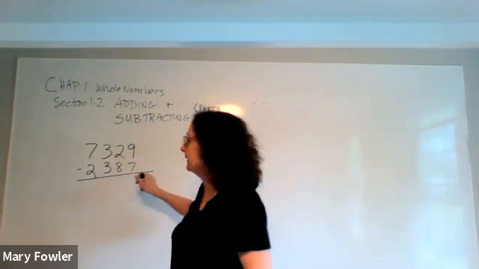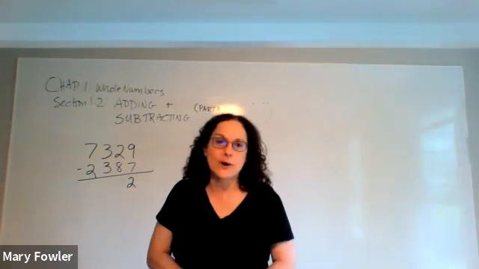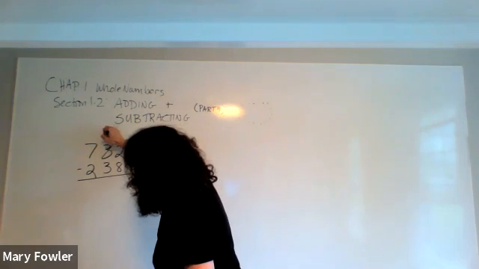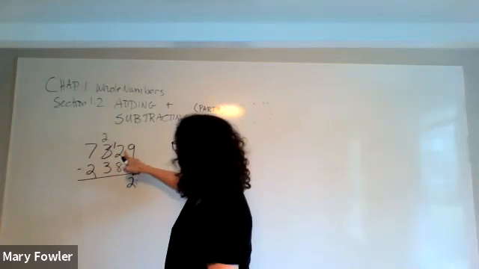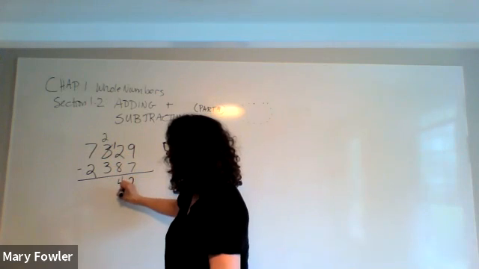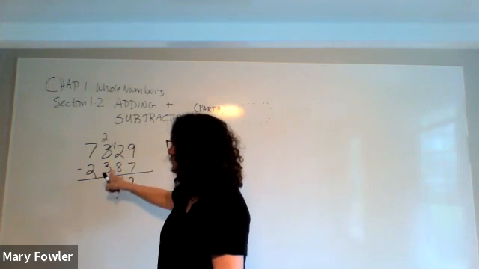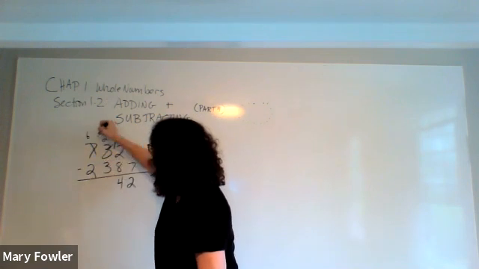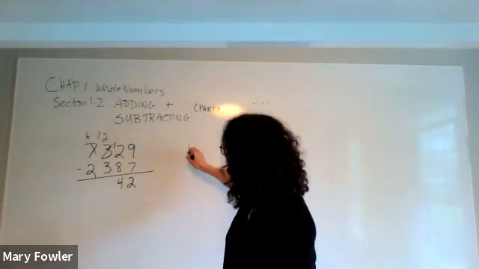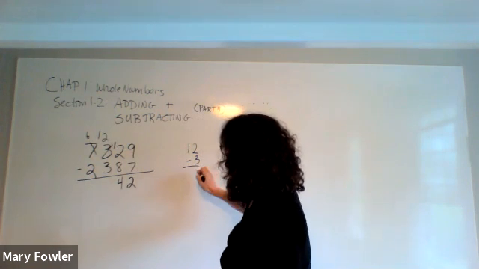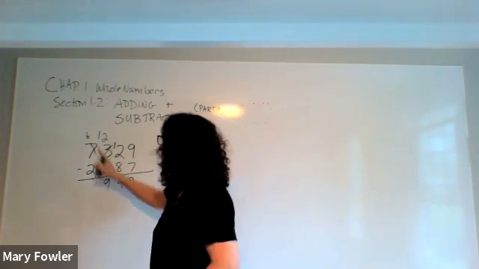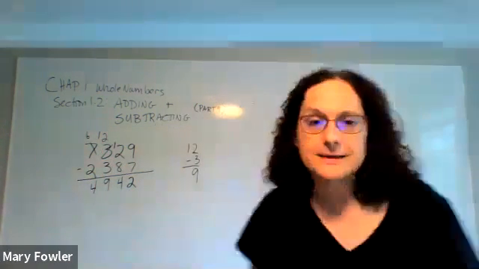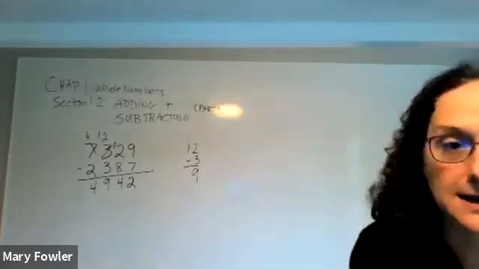9 minus 7 is 2. No borrowing needed. 2 minus 8, I cannot do it, so I'm going to borrow here. And now I have 12 minus 8, which is 4. 2 minus 3, I cannot do. So let's borrow 1 from the 7, and I end up with 12 minus 3, next door neighbors, 9. 6 minus 2 is 4. Okay, so that's my exact answer, or I think that's my exact answer.